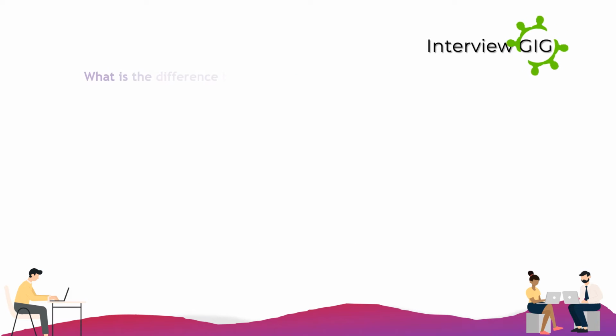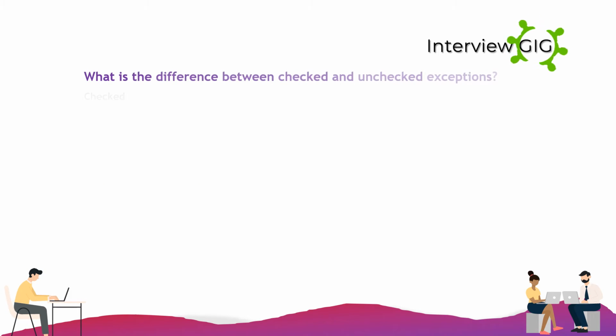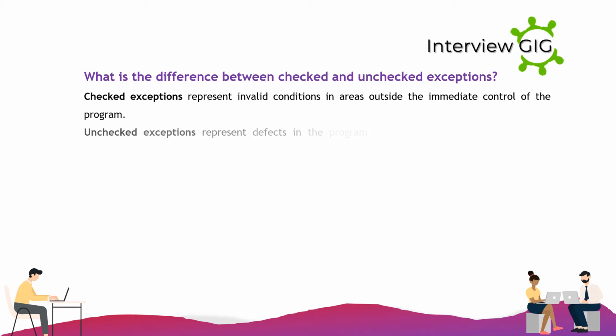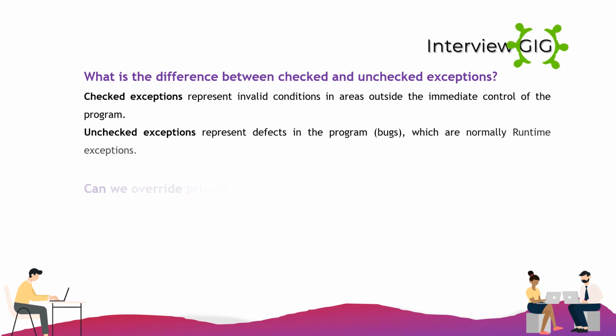What is the difference between checked and unchecked exceptions? Checked exceptions represent invalid conditions in areas outside the immediate control of the program. Unchecked exceptions represent defects in the program, bugs, which are normally runtime exceptions.